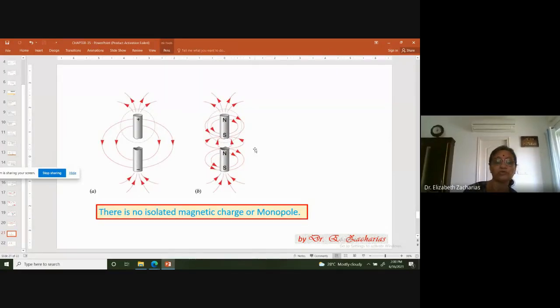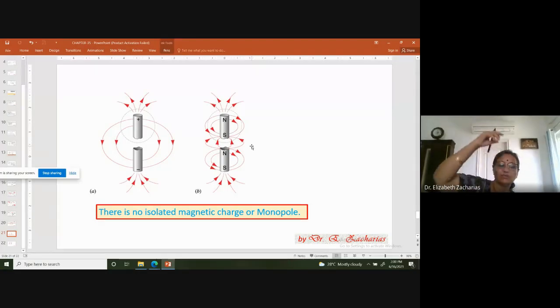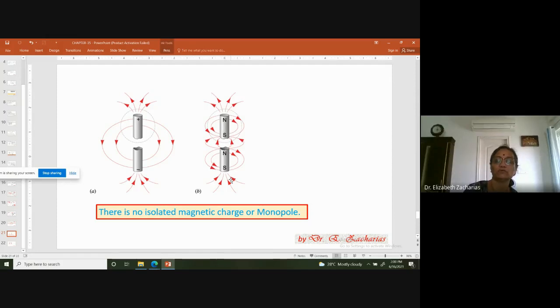Then another very important thing is, why can't I take a magnet and cut it into pieces? I will get a north pole and south pole separately. No, that also will not happen. When you cut it, there will be 2 magnets formed. That is a north and a south, and a north and a south. So isolated magnetic monopoles are not possible.